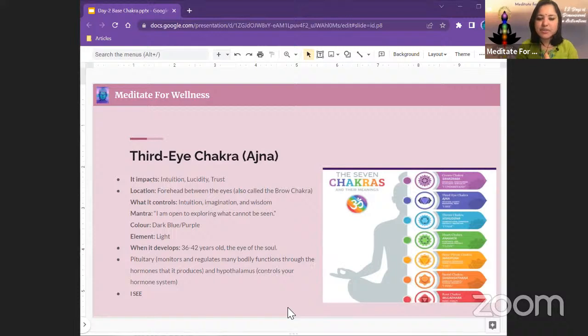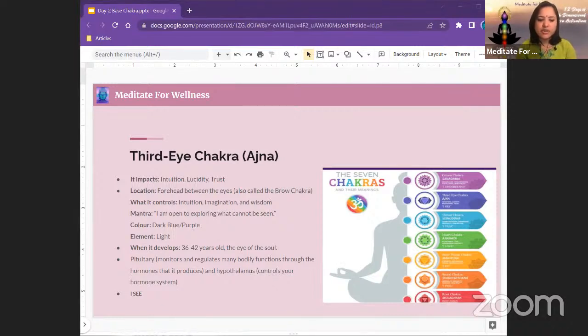So you're really not afraid of seeing, because you trust yourself and you trust the universe that you are provided what is needed whenever it is. And the color is the dark blue, kind of purple, but more on the blue side. And the element is light. It usually develops between 36 to 42 years of age. It is also called the eye of the soul. You look from the perspective of the soul.